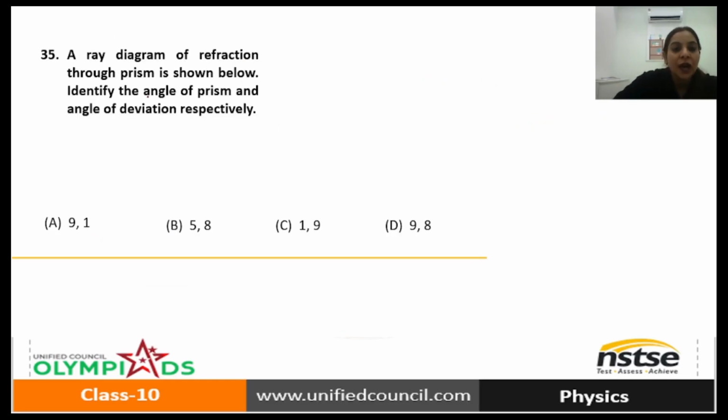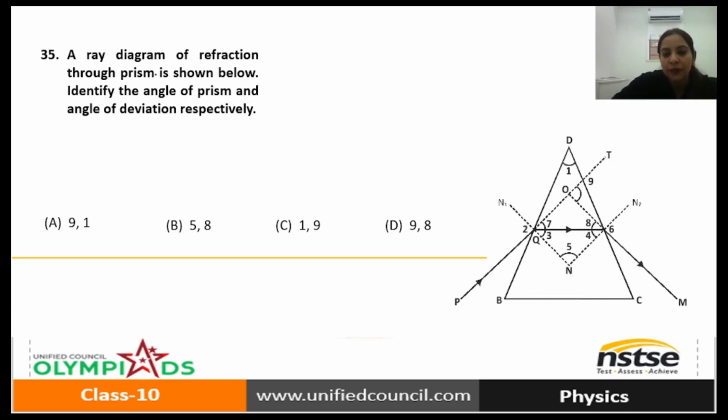Next question. A ray diagram of refraction through a prism is shown below. So here we have a diagram. We have a prism and refraction is shown across it. We need to identify the angle of prism and angle of deviation. Let me first tell you what the angle of prism is, then only you will be able to find out which of them denotes the angle of prism.